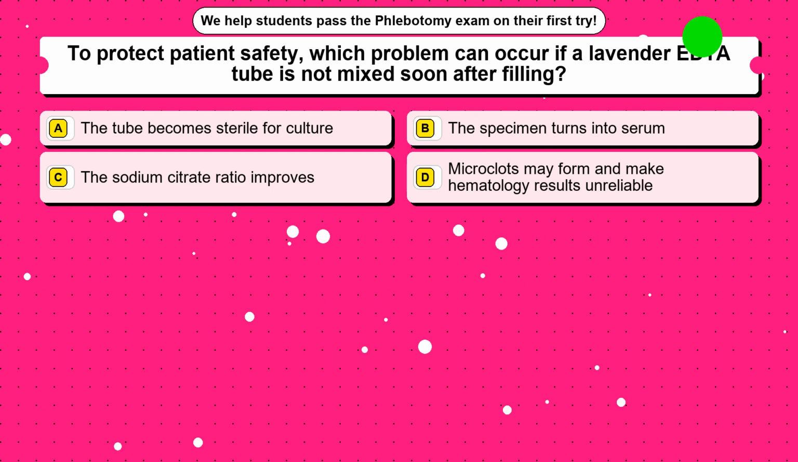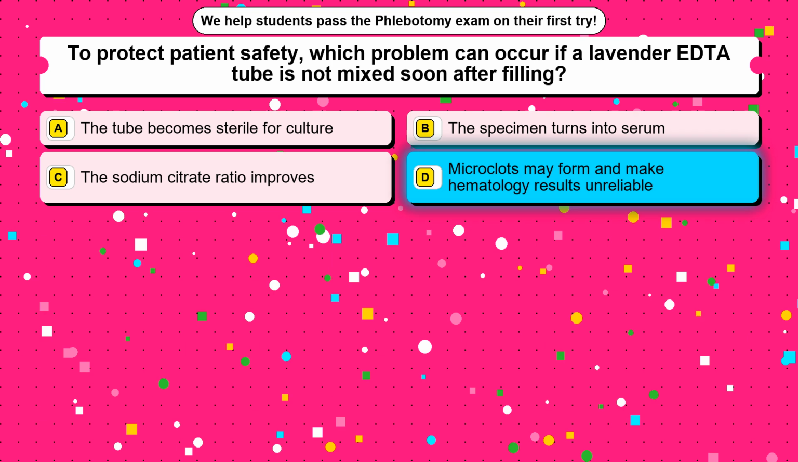Question 35. To protect patient safety, which problem can occur if a lavender EDTA tube is not mixed soon after filling? Option A, the tube becomes sterile for culture. Option B, the specimen turns into serum. Option C, the sodium citrate ratio improves. Option D, microclots may form and make hematology results unreliable. The correct answer is option D.